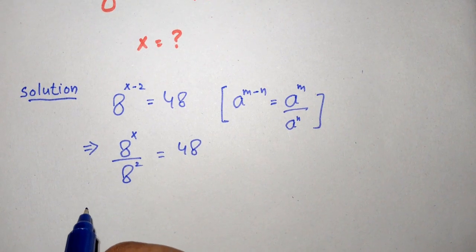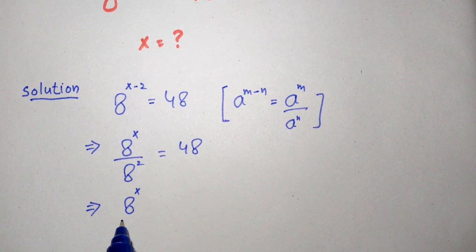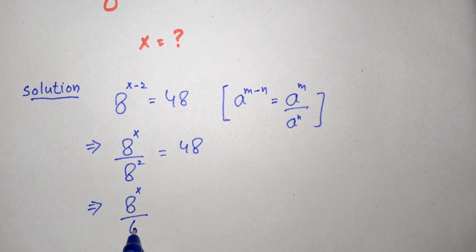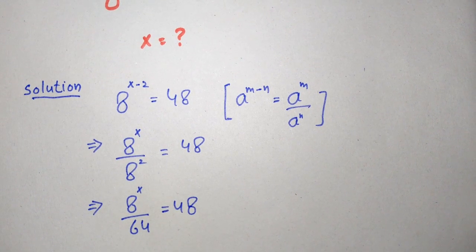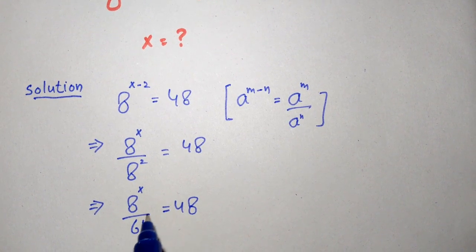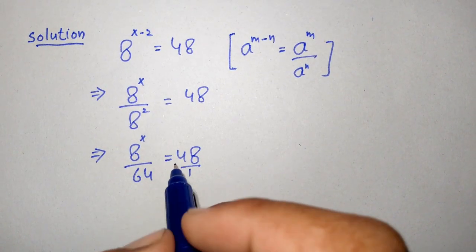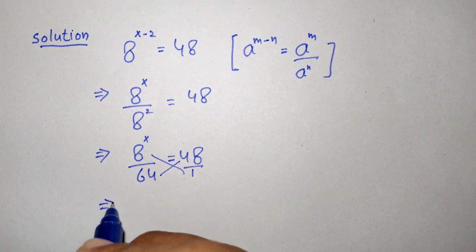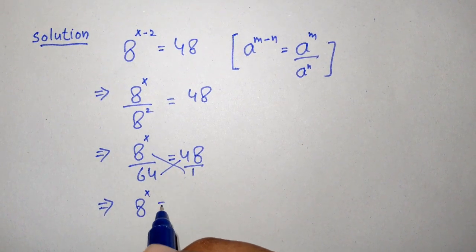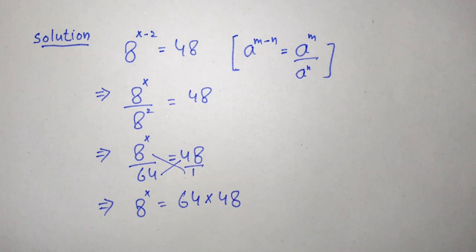Now we know that 8 to the power of x divided by 8 square, which is 64, is equal to 48. Now we have to cross multiply, so this is equal to 1. We have to multiply 64 with 48 and 8 to the power of x with 1. So this will become 8 to the power of x is equal to 64 multiply 48.